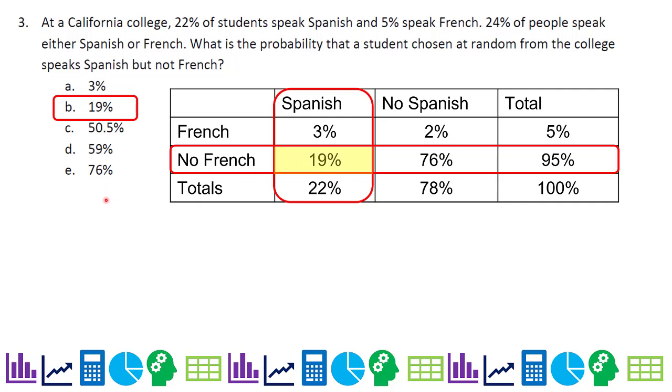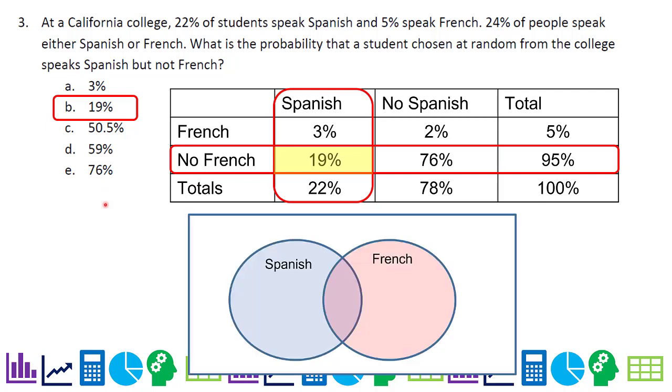Another thing you can do is create a Venn diagram. So we have Spanish and we have French. And then outside of these two circles are people who don't speak Spanish or French. So let me show you how to fill it in. We know that 3% speak both, so I put that there. And then we know that 19% speak Spanish but don't speak French, so it goes in this section. And then this section will be people who speak French but no Spanish, and that's 2% from up here. And then the people who don't speak Spanish or French, that's the 76% out here.